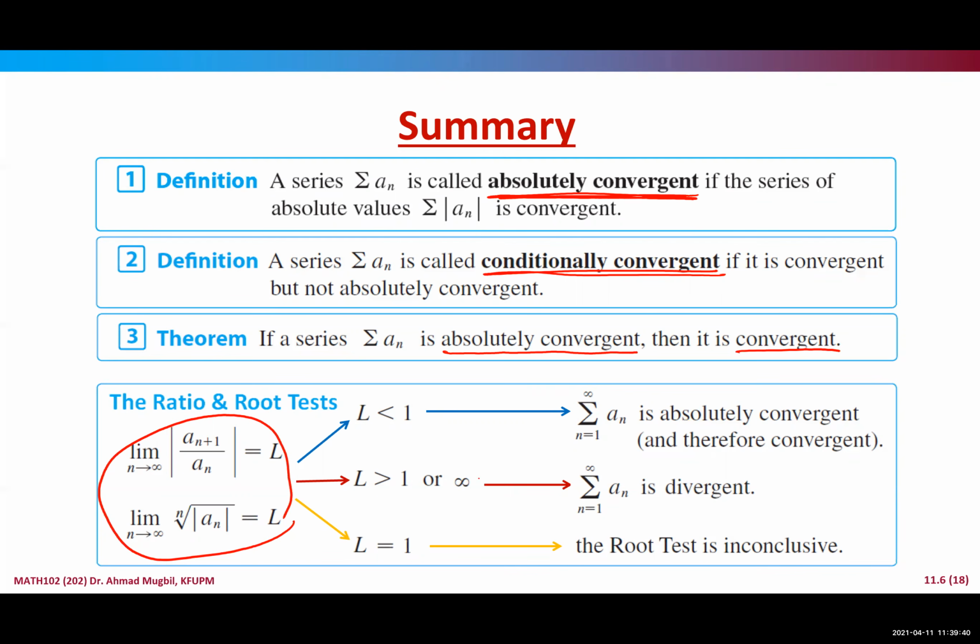If the limit is less than 1, then the series is absolutely convergent. Here again, if we confirm that L is less than 1, we mean L is greater than or equal to 0 and less than 1. And of course, if it is greater than 1 or infinity, it is divergent. If it is 1, both tests, the ratio and the root, are inconclusive.